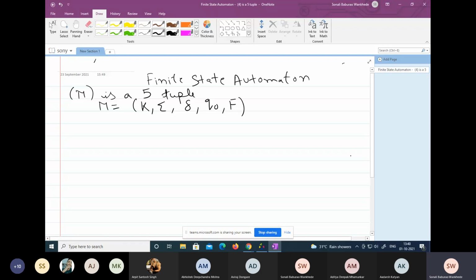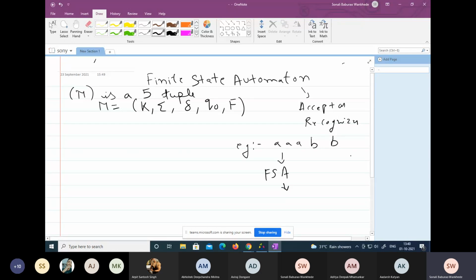What are the uses of a finite state automaton? It is called a language acceptor, or it may be called a recognizer. Why is it called an acceptor? Because, for example, if I am passing a string AAABB, any string, this is just an example for your understanding, on a particular finite state automaton, I will check the output. I will see the traversal of this string through the states, and see whether it is accepted or not. It should be either accepted or recognized by the FSA.